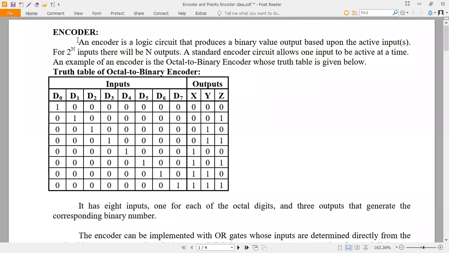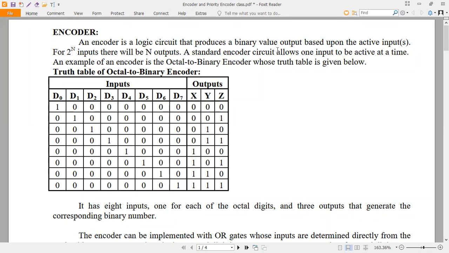Here an encoder has a binary output. So the output of the encoder is binary. And here for 2 power n inputs, there will be n outputs.